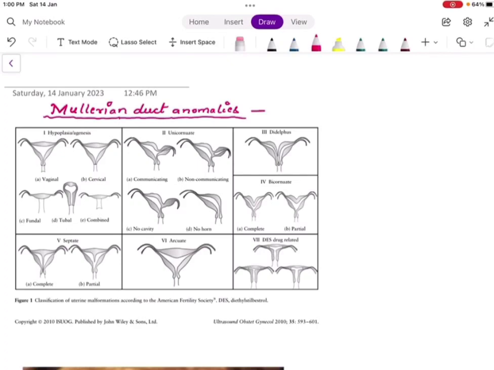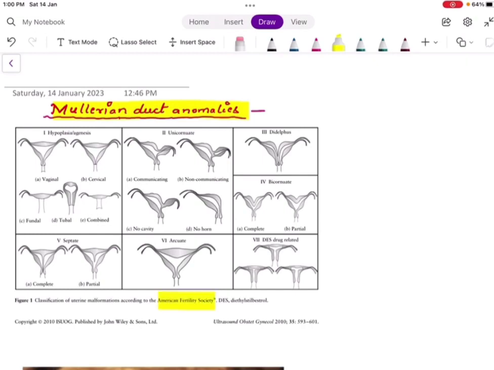So today we are going to discuss the Mullerian duct anomalies. The topic is a little bit confusing as we have multiple classification systems developed for these Mullerian duct anomalies. So let's start with the very first classification that was given by the American Fertility Society.